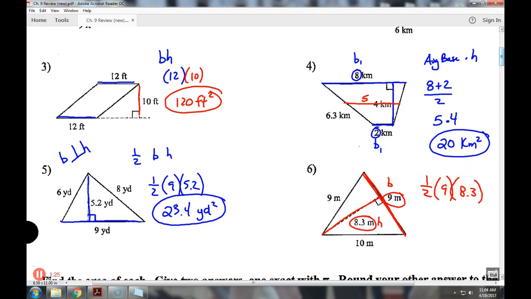And I do that, and that's what? 0.5 times 9 times 8.3. Getting 37.35, and these are meters squared.